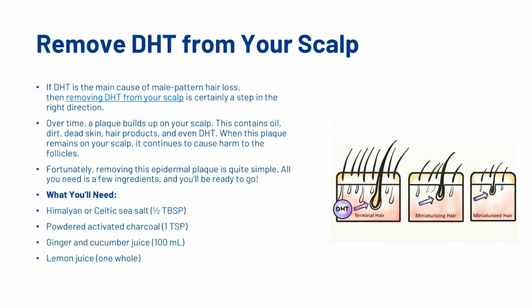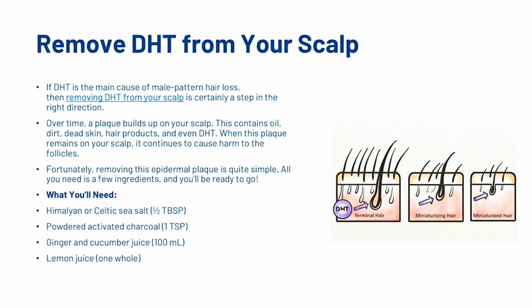The next thing you can do is remove DHT from the scalp. So if DHT is the main cause of male pattern hair loss, then removing DHT from your scalp is certainly a step in the right direction. Over time, a plaque builds up on your scalp. This contains oil, dead skin, hair products, and even DHT. When this plaque remains on your scalp, it continues to cause harm to the follicles. Fortunately, removing this epidermal plaque is quite simple. All you need is a few ingredients and you'll be ready to go.